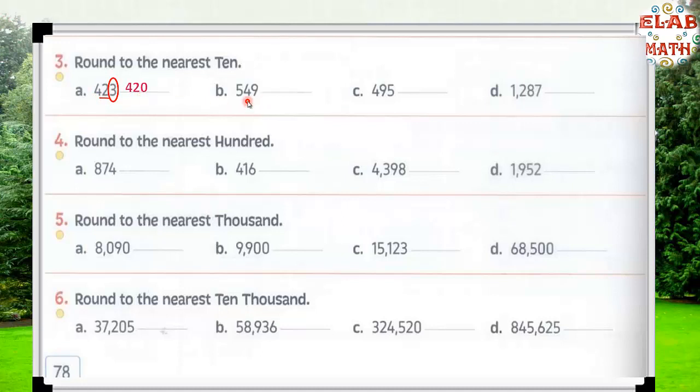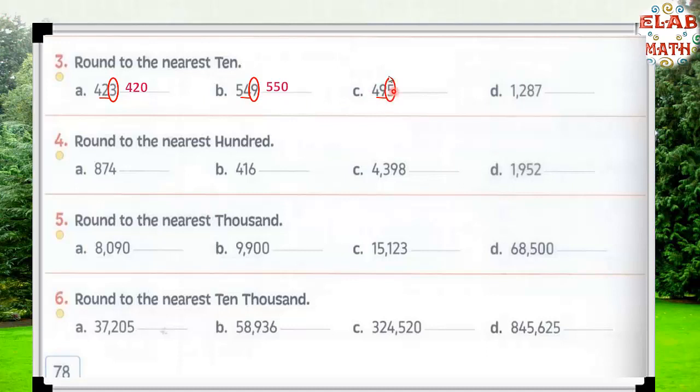420. Next one, where is tens place? Tens place 4, make a circle over 9. 9 is more than 5, that means you should add 1 to 4 to be 5. The answer is 550.